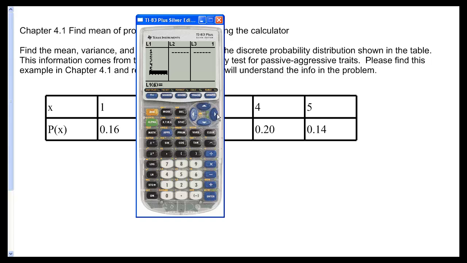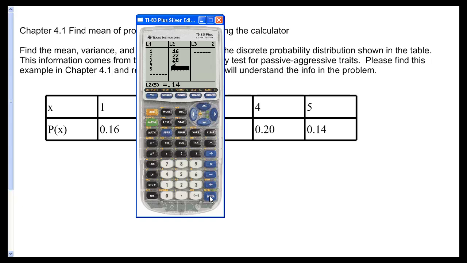So I'm going to move over to this other column, and I'm going to type in 0.16, and then 0.22, then 0.28, and 0.20, and 0.14. Those were the numbers that turned out to be the percentages in the probability distribution table, and those are like your Y coordinates.